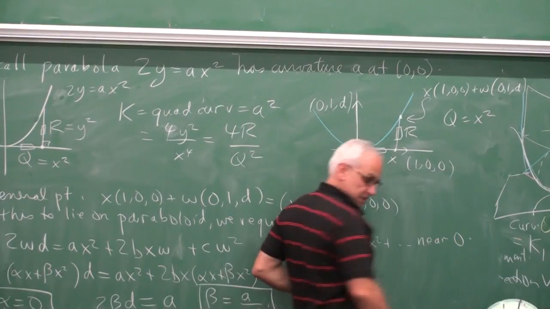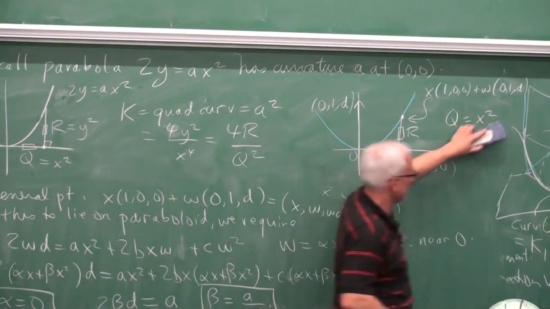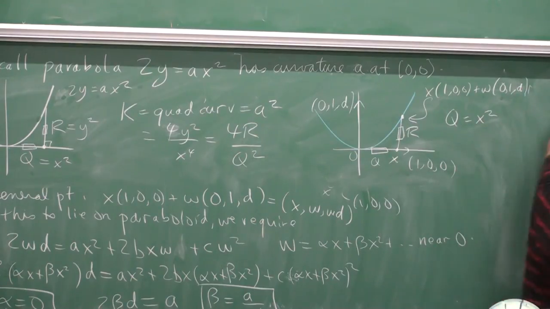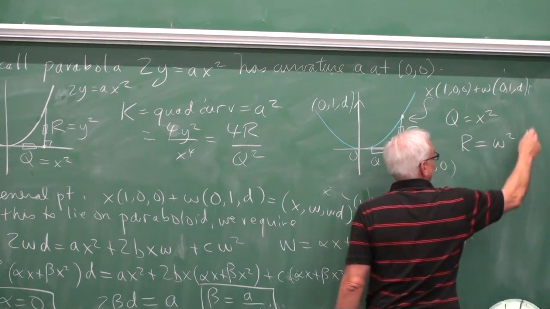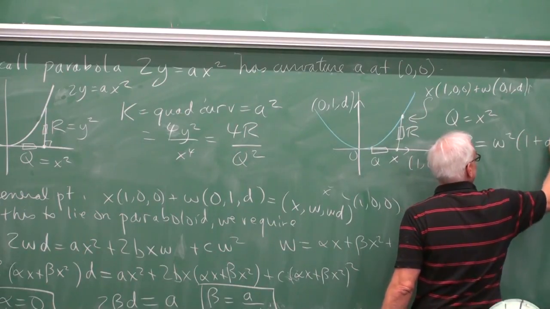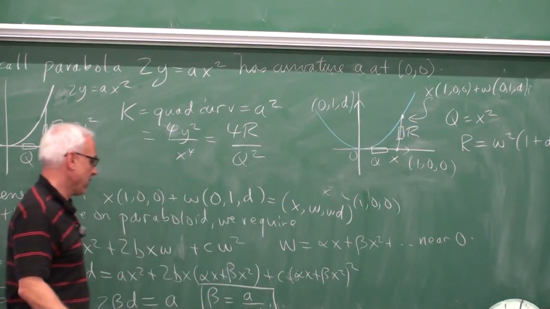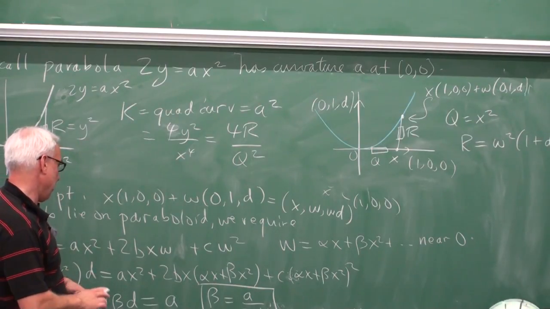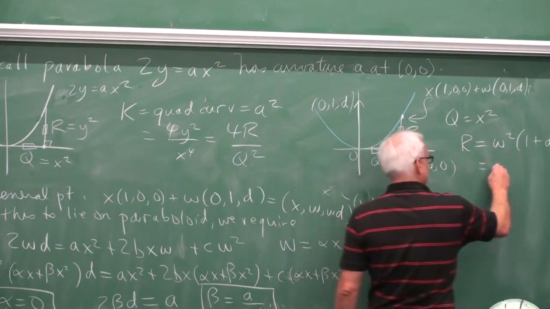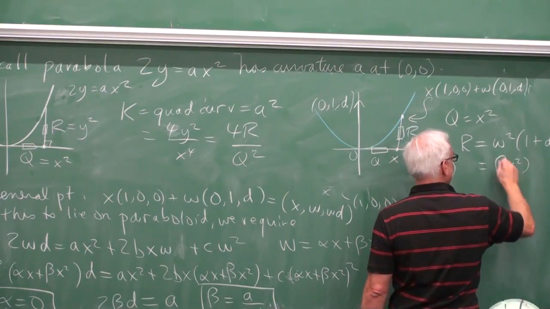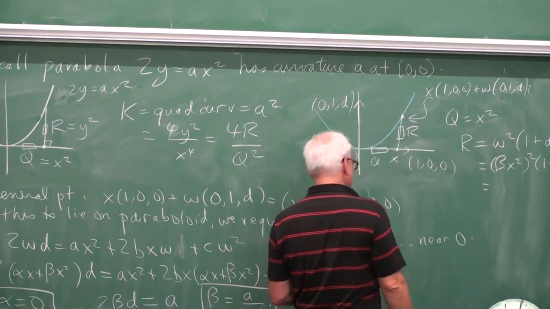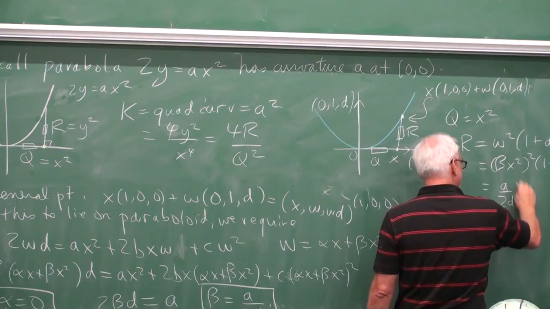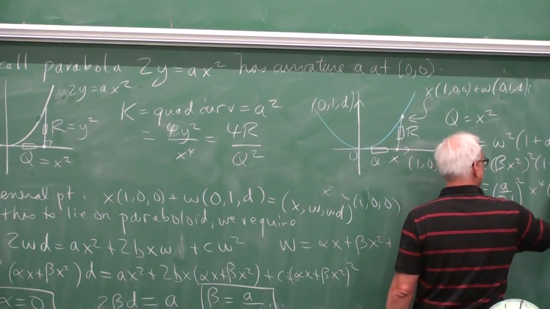So R is w squared times the quadrance of this, which is 1 plus d squared. Now what did we say w was? We said w was equal to beta times x. So it's beta times x squared, all squared, times 1 plus d squared. And beta, we concluded, was a over 2d. So this is a over 2d all squared times x to the fourth times 1 plus d squared.